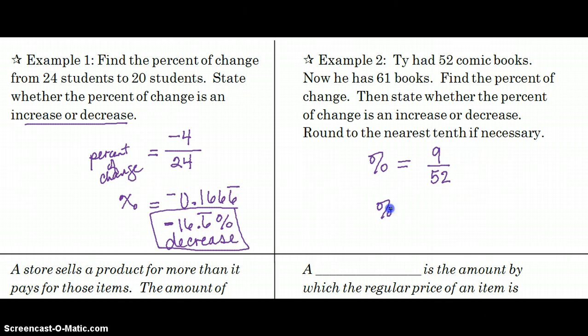So when we do our math, to solve for x, I'm going to round because it says to round to the nearest tenth, so I'm going to keep it to 3 decimal places because when I multiply times 100, I'll move my decimal 2 places to the right, and so it's 17.3%, and that was an increase.